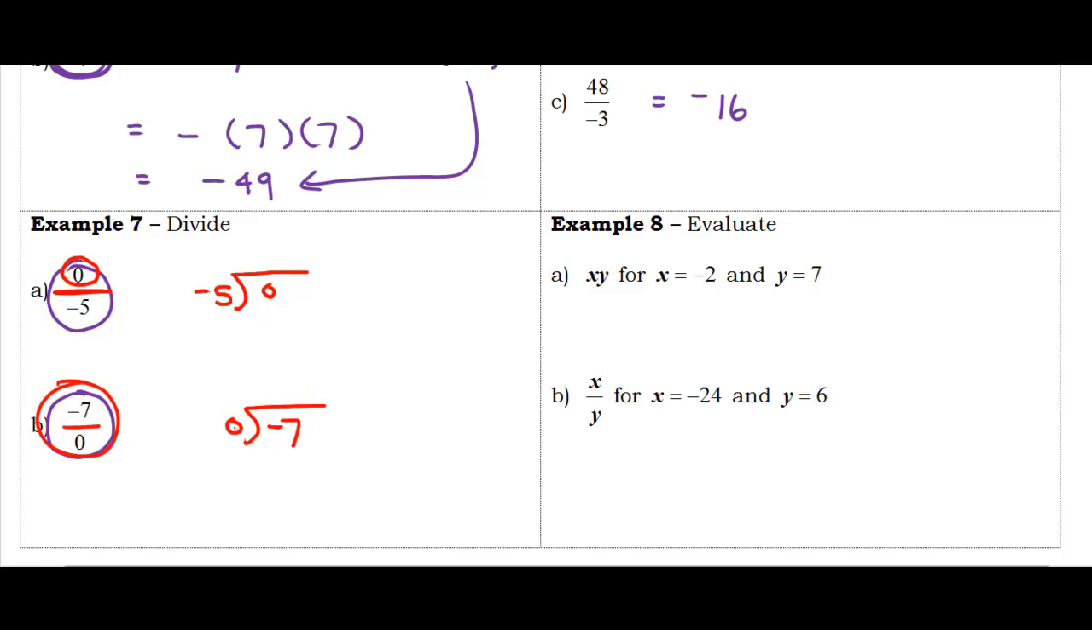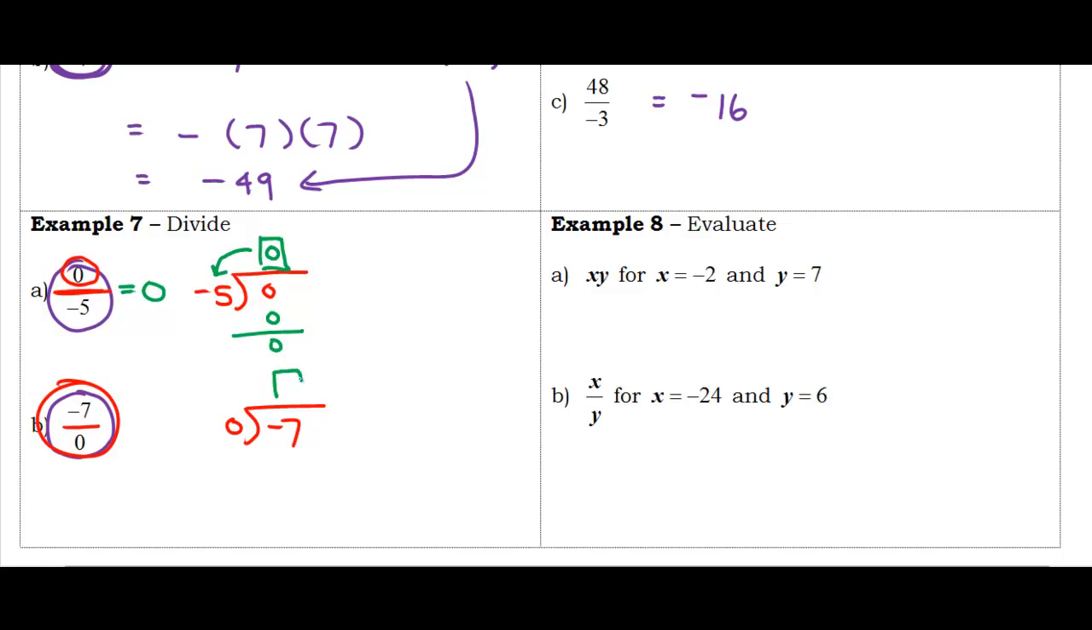Okay? Now watch. You can do this. What times negative 5 is 0? 0 times negative 5 is 0, and I get an answer. This is 0. I can do the division. It is possible. Isn't that how you do division? You check by multiplication?